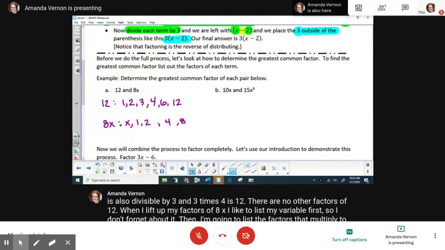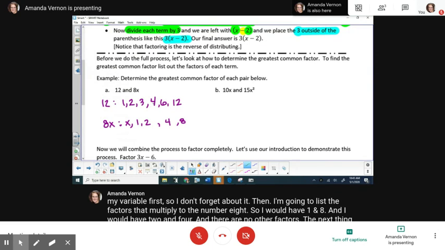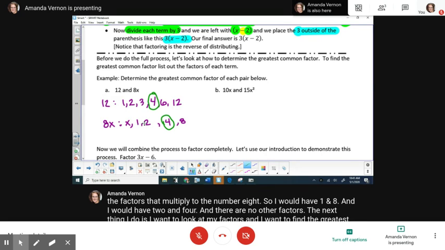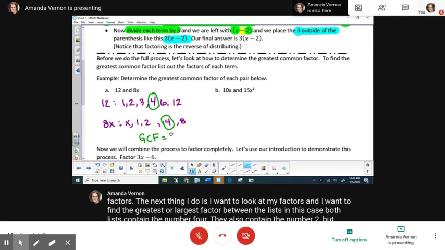The next thing I do is I want to look at my factors and I want to find the greatest or largest factor between the lists. In this case, both lists contain the number 4. They also contain the number 2, but because 4 is greater, we would say the greatest common factor, or GCF, of these two terms is 4. Let's look at the next one.